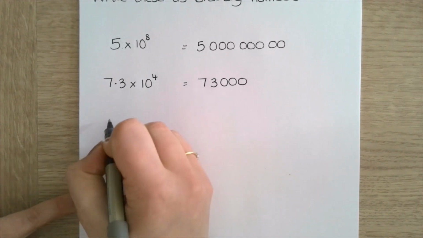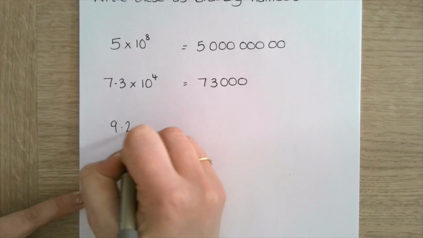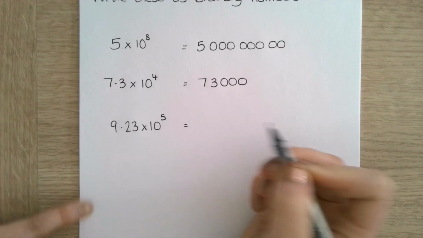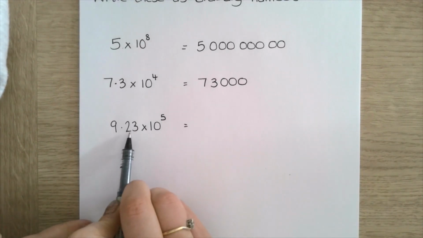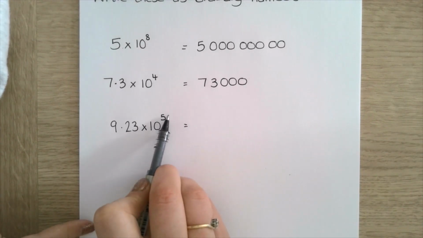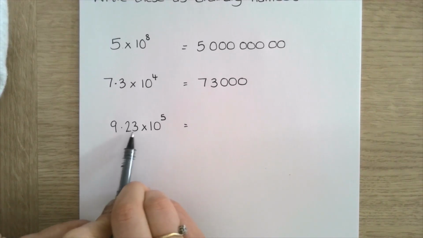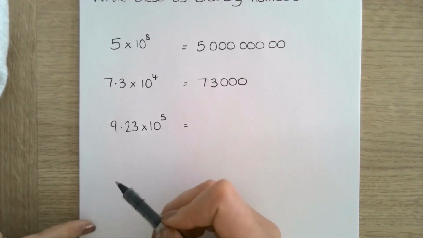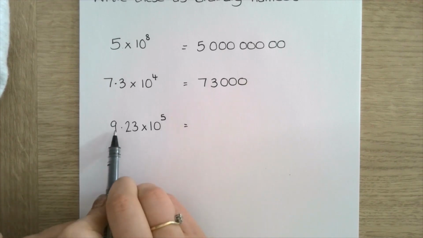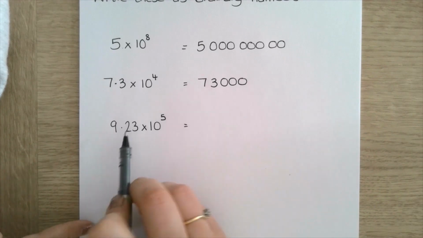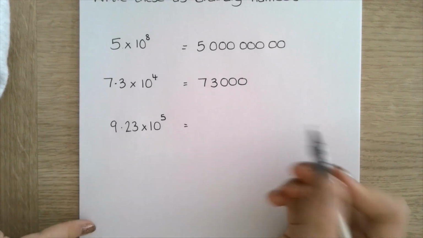Another example for you, let's go 9.23 times 10 to the power of 5 this time. So I would want 5 zeros because of this power here. However, these two decimal places are going to eat up 2 of those zeros. So it's going to be 923 with 3 zeros because it eats up 2 of the 5 zeros I would want.